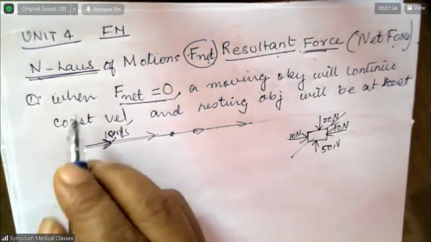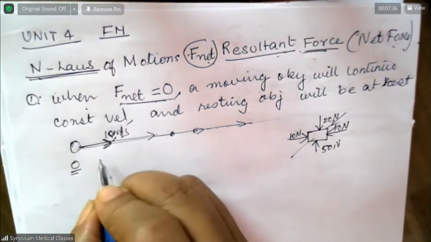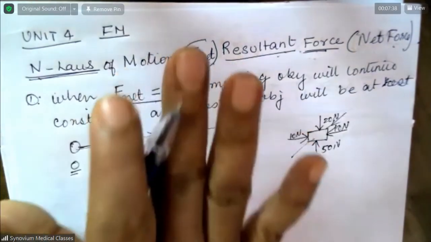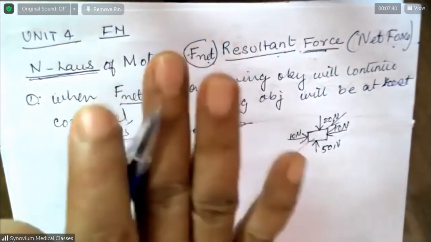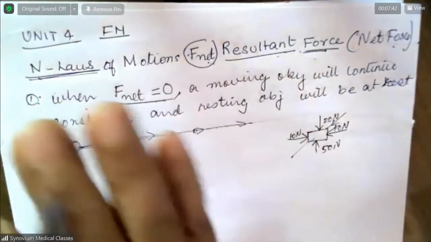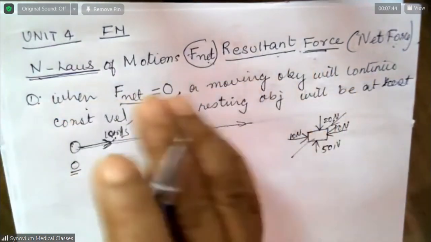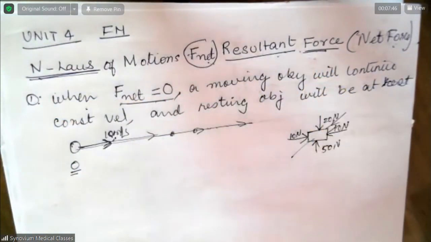Now this is also called the law of inertia. Inertia means staying in whatever state it is in, not wanting to change, reluctance to change. That is the law of inertia. Okay, now what is the second law?